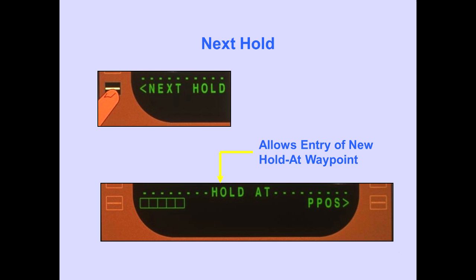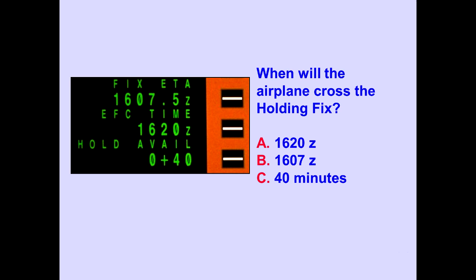Pushing the next hold line select key displays the hold at on the legs page, allowing entry of a new hold at waypoint. Question. Answer B is correct.